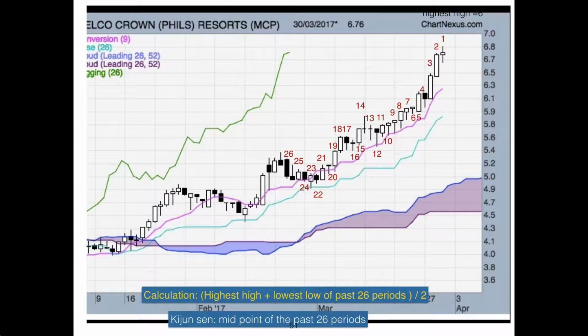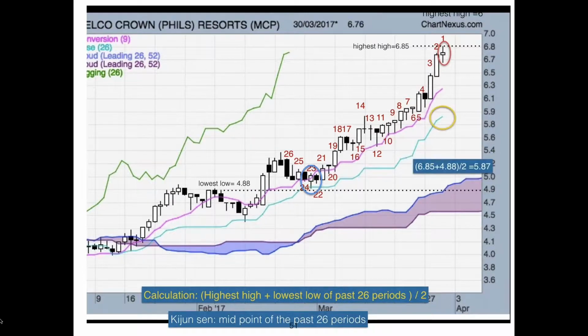Then we get the lowest low. Here it is 488. We add them and then divide them by 2. We get 587. So that again is a point in the Kijun-sen line. Here's the highest high and the lowest low. We add them and divide them by 2 to get a point in the line.